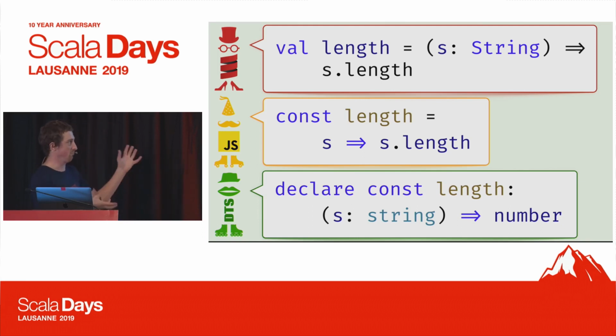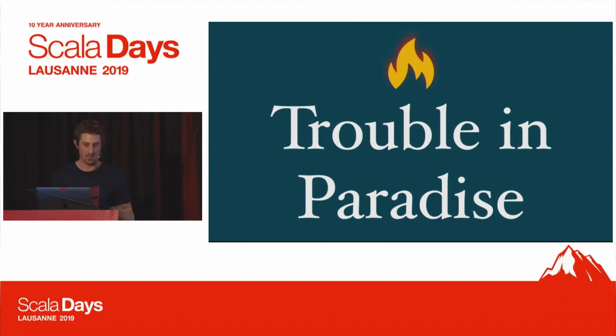It's a really concise example of what you get. Put in ScalaJS, get out JavaScript, write a declaration file for the JavaScript, and then you can consume that from TypeScript. Not the end. There are two problems.